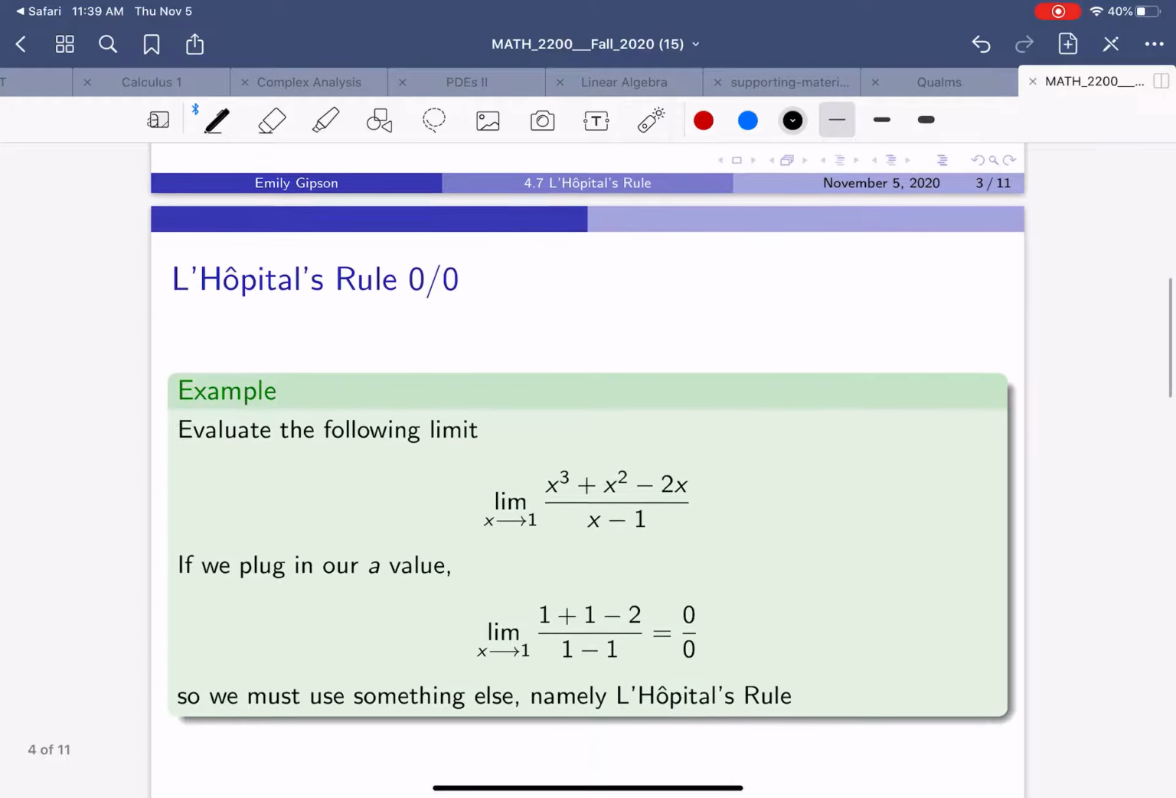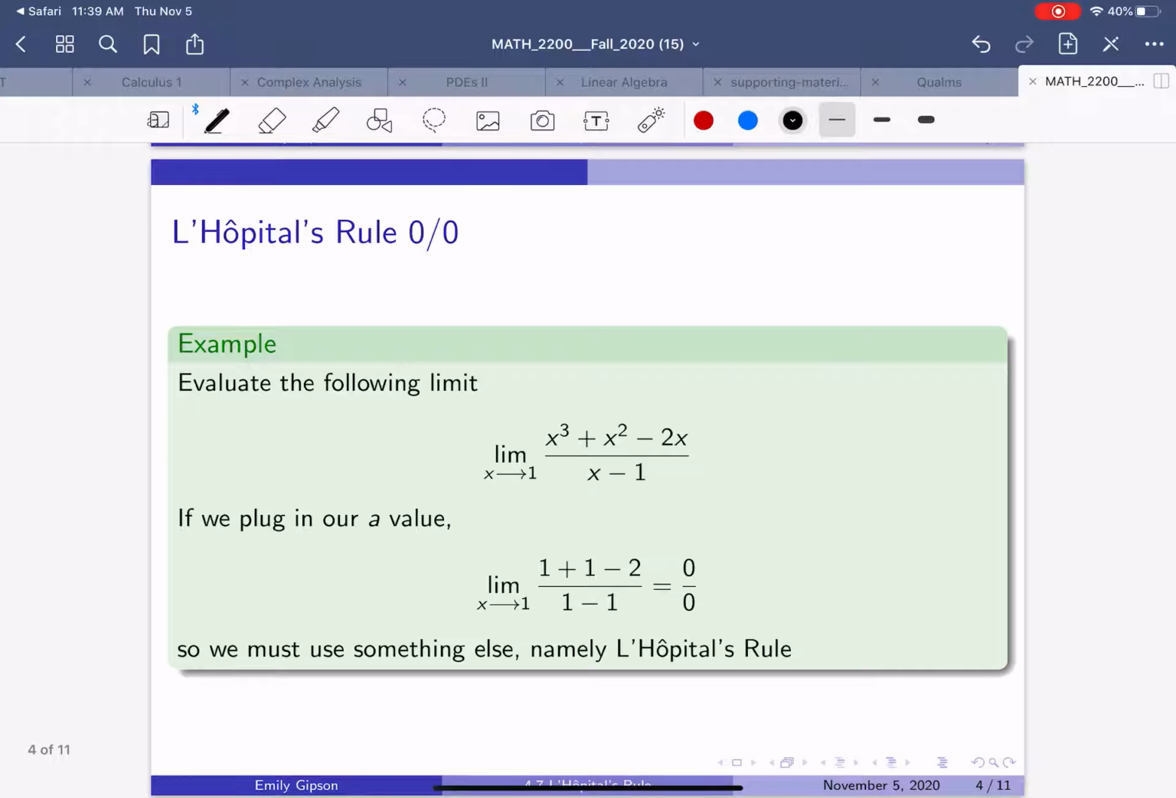Speaking of using tools to our advantage, let's go ahead and jump in with a few examples. So let's evaluate the following limit. The limit as x approaches 1 of x cubed plus x squared minus 2x over x minus 1. When we plug in our a value of 1, we get 1 plus 1 minus 2 over 1 minus 1. So we get 0 over 0. So we need to do something else. And if this was still chapter 2, we would probably factor and eliminate an x minus 1 from the top and an x minus 1 from the bottom.